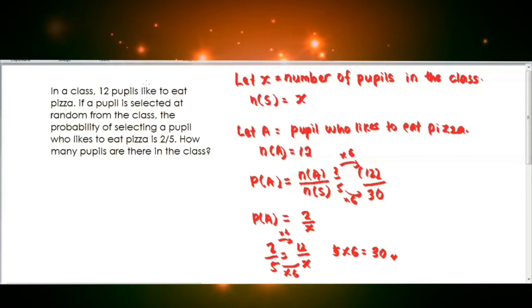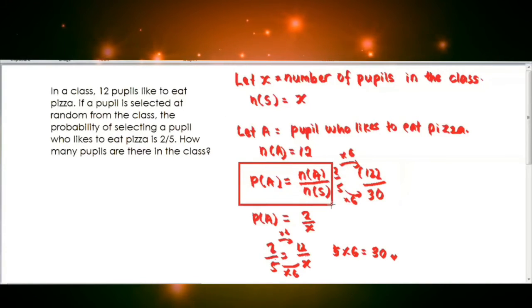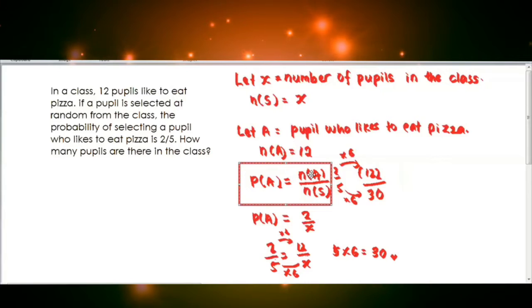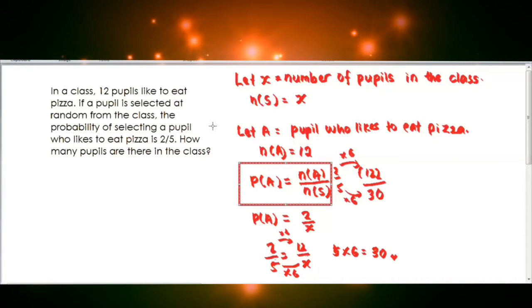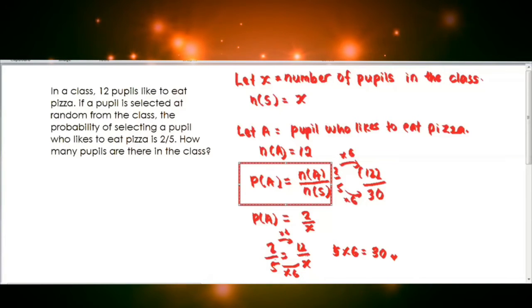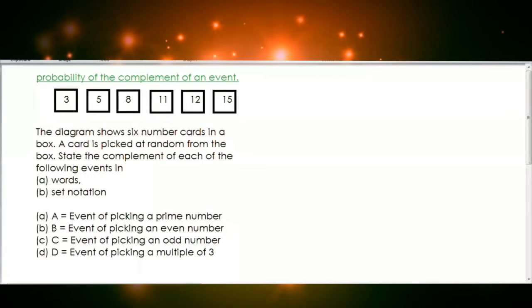We always use this formula, number of events divided by number of sample sets, to solve the problem. Okay, let's look at the next question, the next example.